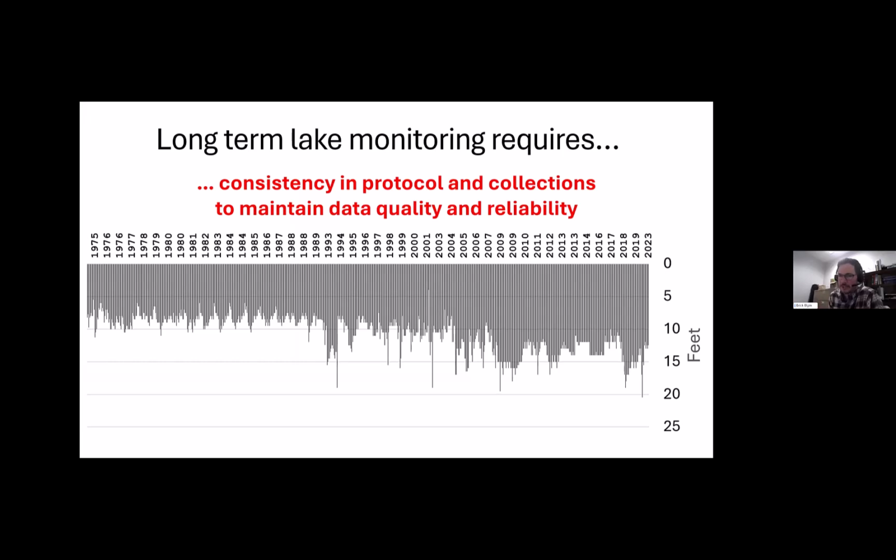Long-term lake monitoring requires consistency in protocol and collections to maintain data quality and reliability.